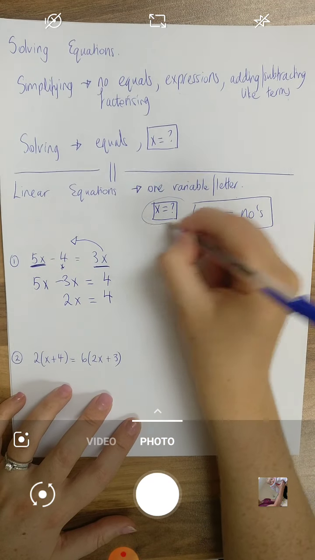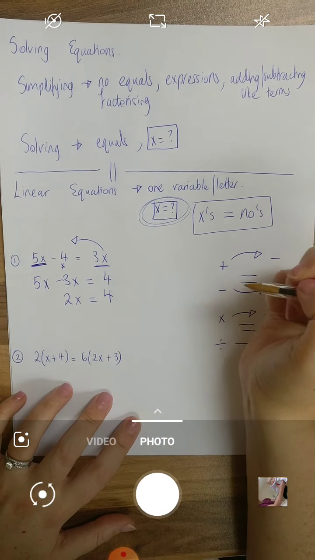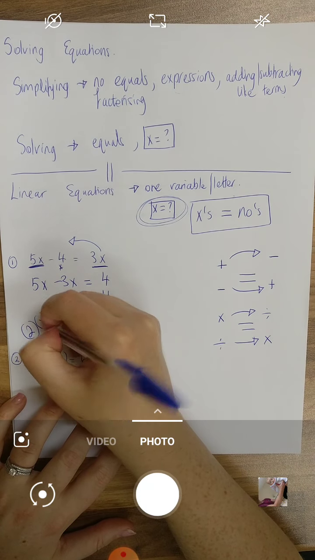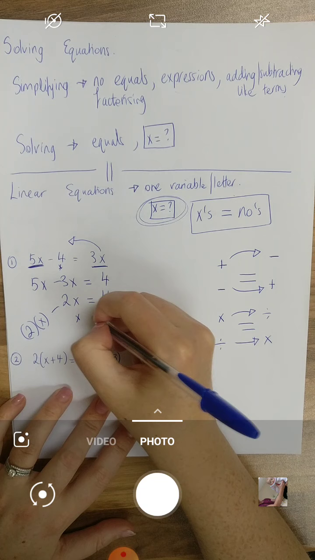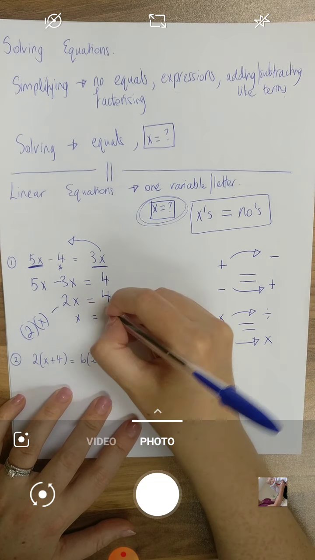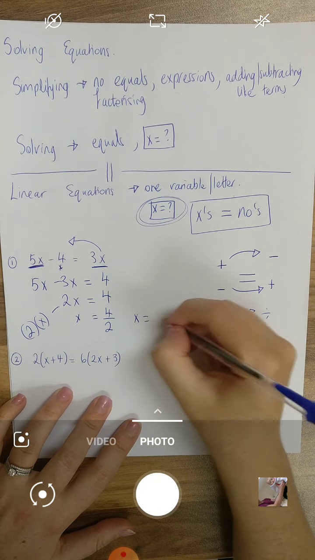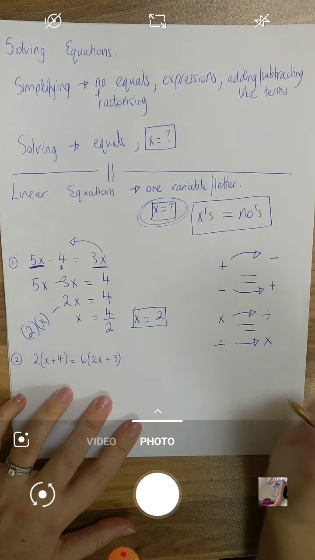Now remember, the idea here is that we get x on its own equal to a number. 2x is the same as 2 multiplied by x. So if I move multiplied by 2 to the other side, it becomes division. So x is equal to 4 divided by 2 is 2.